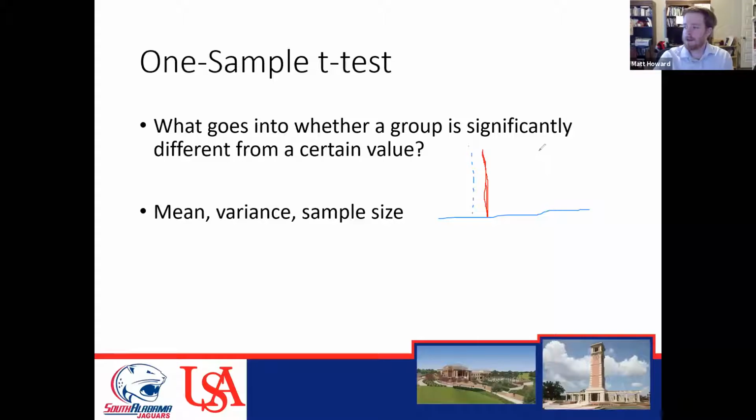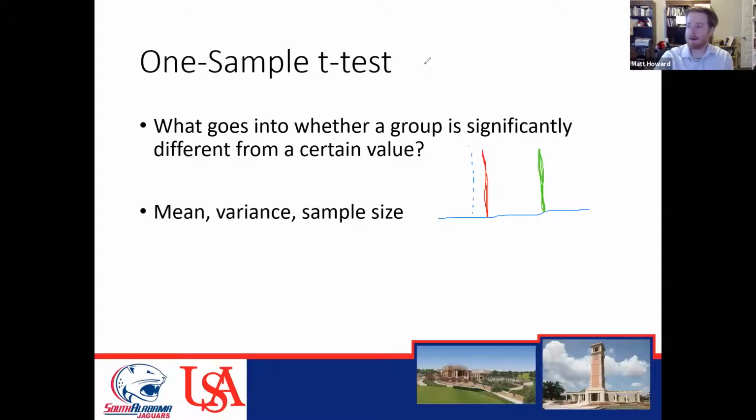On the other hand, if we have a mean that's far away, like over here, then it's going to be much easier to find statistical significance, because our mean is really far away from that chosen value. And once again, we want it to be significantly different from that chosen value for us to find statistical significance.